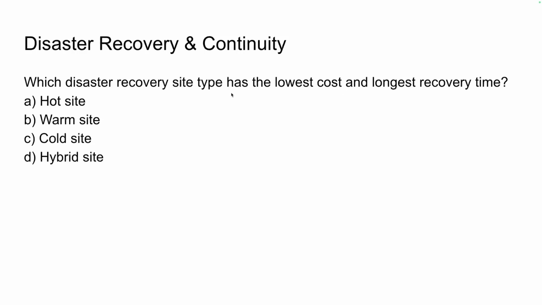Which disaster recovery type has the lowest cost and longest recovery time, right? So cold site could be measured in days, right? Hot site is measured in minutes, warm site is measured in hours, cold site would be measured in days. There is no such thing as a hybrid site. Maybe there is, but in our education, our studies, there is no such thing. A company could refer to it as a hybrid site, but it doesn't exist in what we're studying. So lowest cost and longest recovery time would be the cold site.